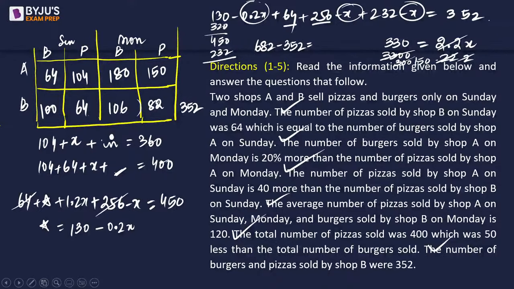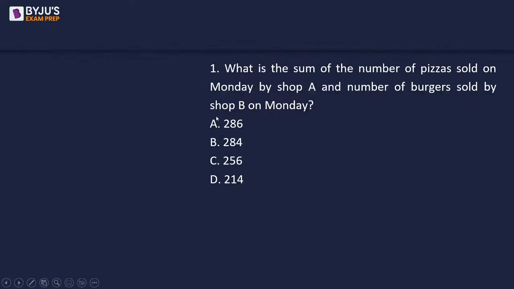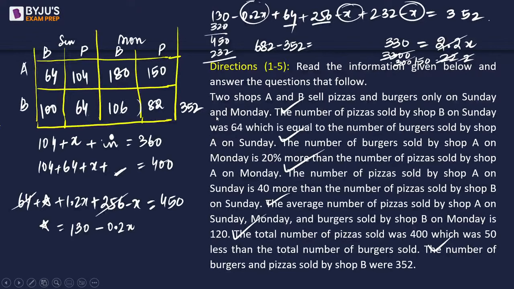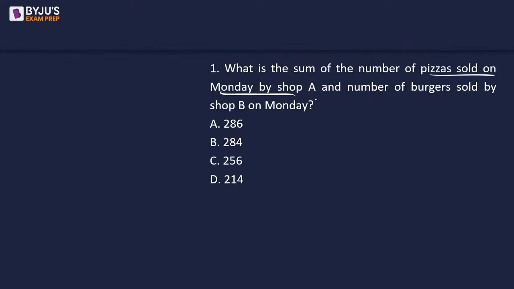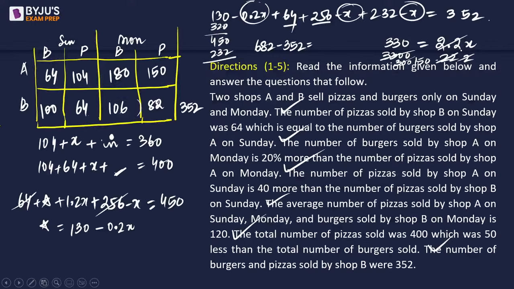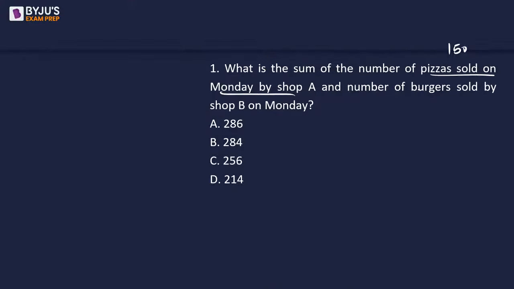So once we have figured out the number of burgers and pizzas and everything, we can now solve the questions. What is the sum of the number of pizzas sold on Monday by shop A? Let's go to Monday, shop A, pizzas, which is 150. And the number of burgers sold by shop B on Monday, that is 106. Burgers, shop B, Monday, that is 106. So 150 plus 106, this is going to give us 256.